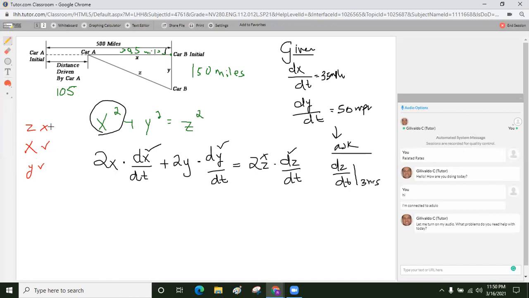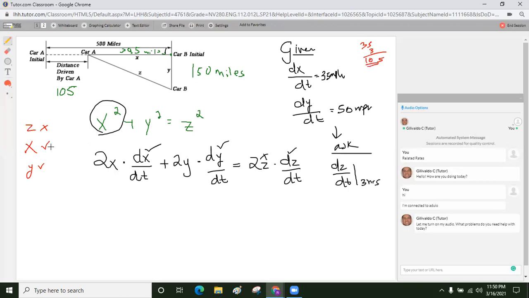And so what would x be after 3 hours had elapsed? It was traveling at a rate of 35 miles per hour for 3 hours. So 35 times 3. Would you know what that is? Yeah, 105. Wow, that was pretty fast.